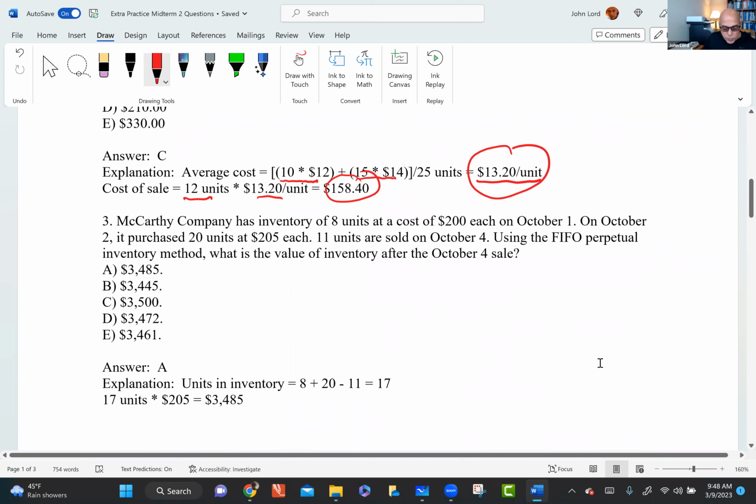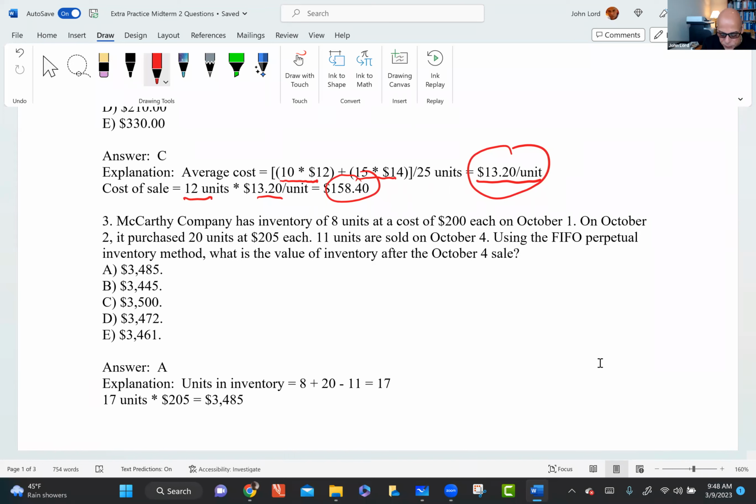Now we come over and they tell us that McCarthy Company has 8 units at a cost of $200 on October 1st. So they start the month with the 8 units. They cost $200 each. On October 1st, they purchased 20 units at $205. 11 units were sold on October 4th using the FIFO, and we only focus on perpetual in here, inventory method. What is the value of the inventory after the October 4th sale?